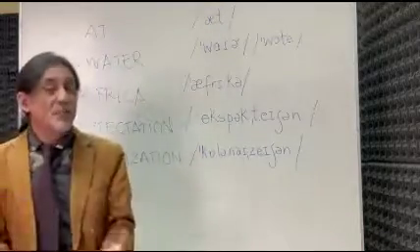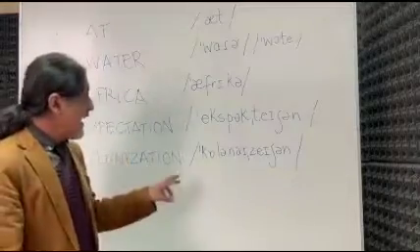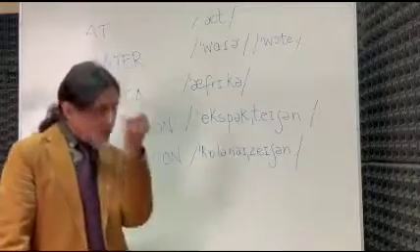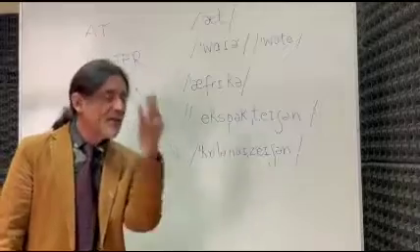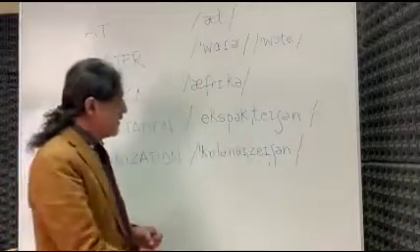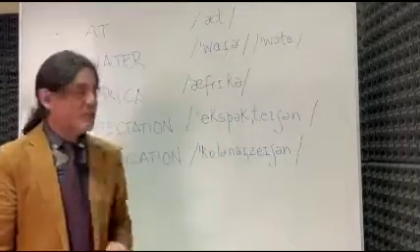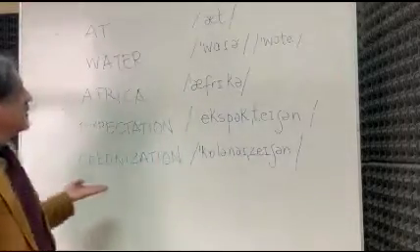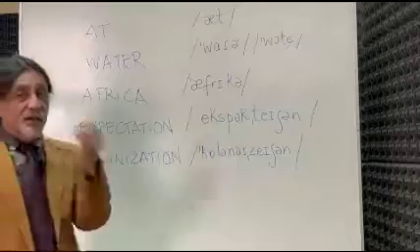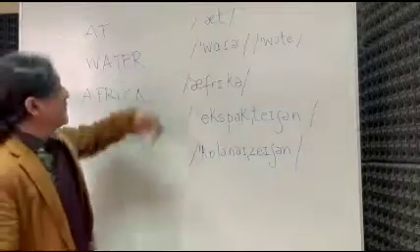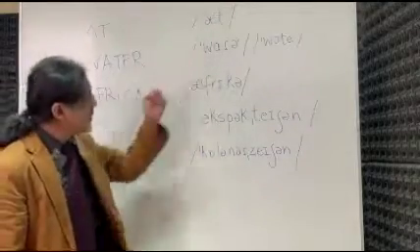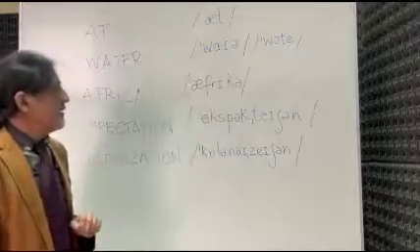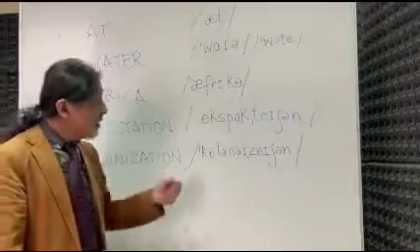But how many syllables does the word have? Colonization. It has 5 syllables. Colonization, right? This is the concept of syllable. Let's revise it. Let's review it again. At, water, Africa, expectation, colonization.